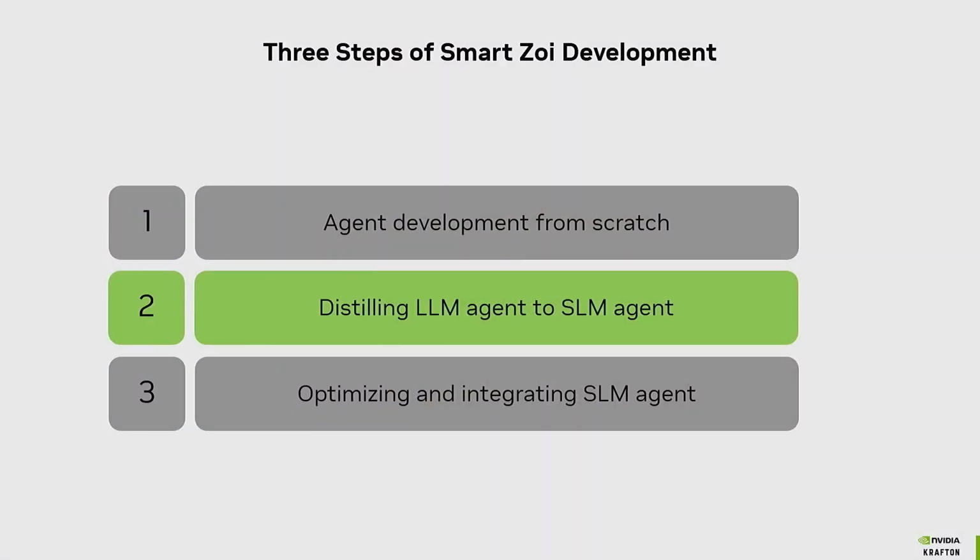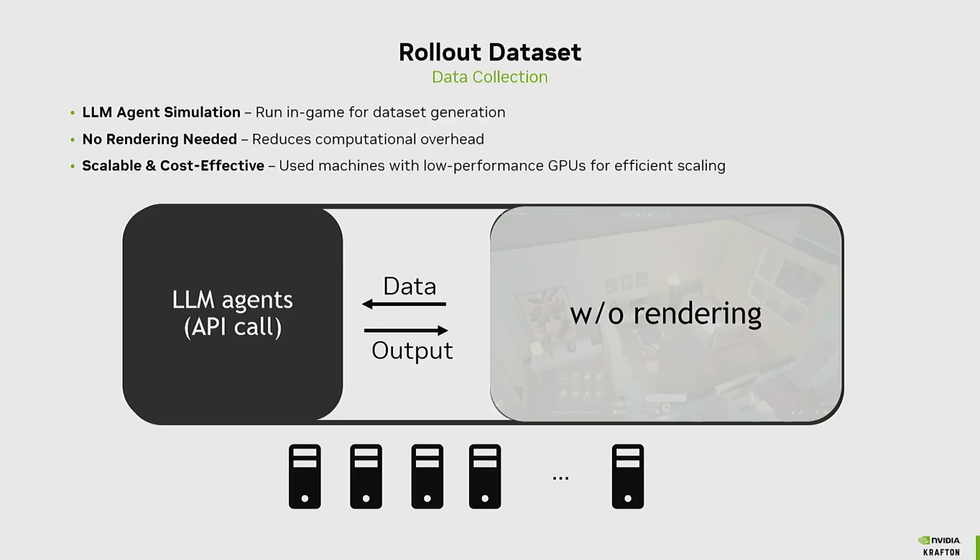And to achieve this, we needed a distillation process, where we collected data from a large language model and fine-tuned the small language model. Let's take a look at how we did this. We simulated our designed large language model agent within the actual game environment and prepared a setup that allowed dataset collection without rendering. This enabled us to efficiently generate a rollout dataset for distillation into the small language model. By disabling rendering, we leveraged a large number of cost-effective machines with low-performance GPUs, allowing us to scale up data collection efficiently while keeping costs minimal.